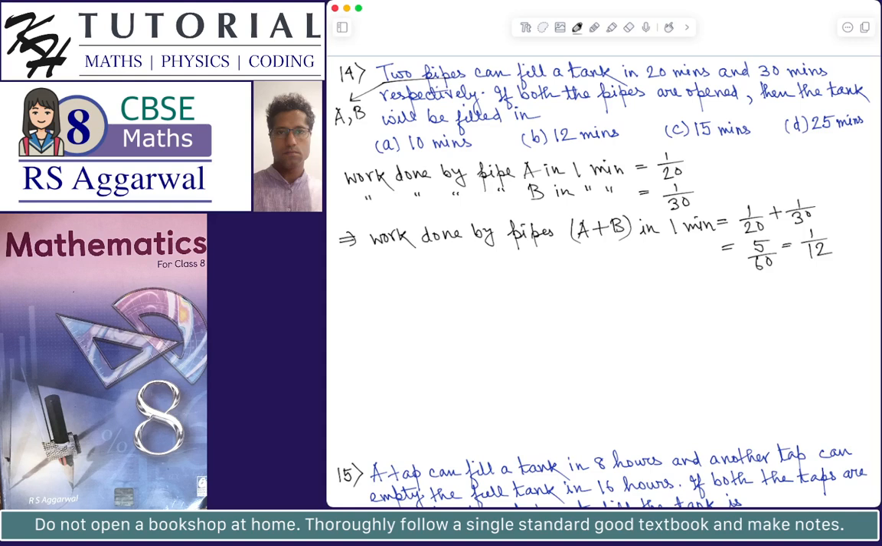Okay, so we know that the work done by both the pipes A and B in 1 minute is 1 by 12. This will mean that the time taken by A plus B to fill the empty tank will be equal to 12 minutes.